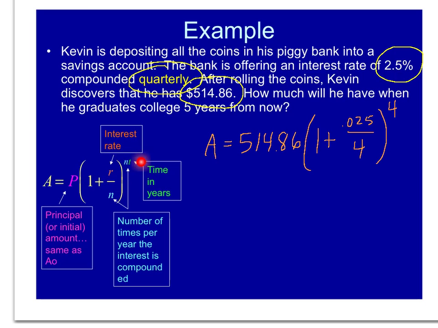So here you can see we have N times T. The time they gave us is 5 years from now. So up here we have 4 times 5. That may be easier to see with parentheses so you're not thinking it's 4.5. That's what you're trying to enter into your calculator. So if I do that, the 0.025 divided by 4, that's all being raised to the 20th. And when I multiply that by our initial amount, that means in 5 years from now he'll have $583.19.